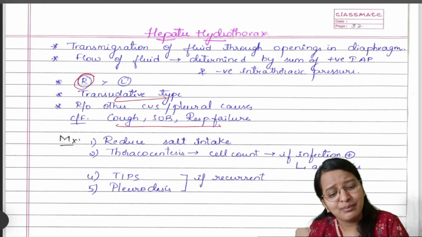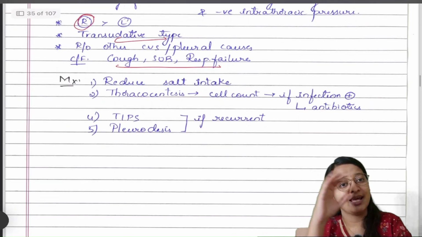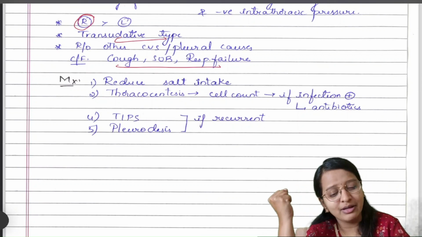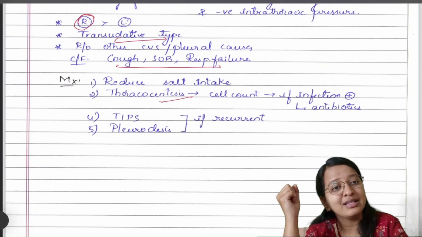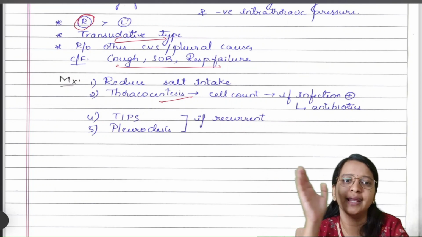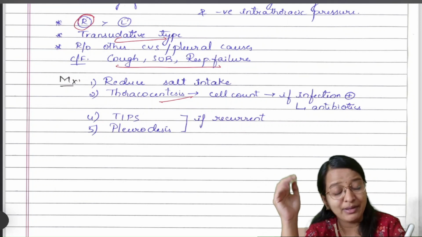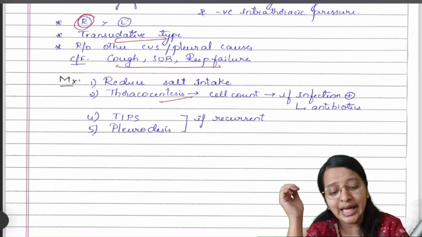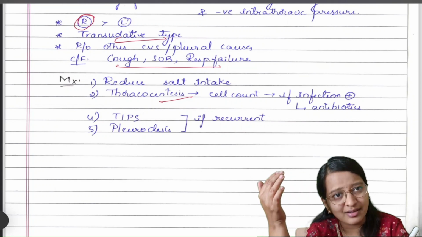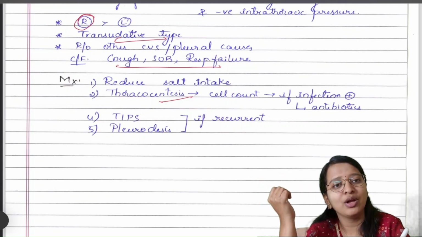Obviously, clinical features will be SOB, respiratory failure and cough, and how we will manage it: there is fluid, so we have to remove that fluid. We'll be doing thoracocentesis and we'll see the cell count in that fluid, and if there is infection, we'll treat it with antibiotics. We have to limit the salt intake. And if it is recurrent and resistant, we'll go for pleurodesis or TIPS.